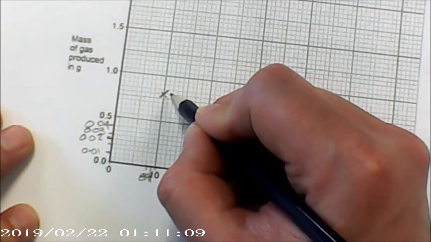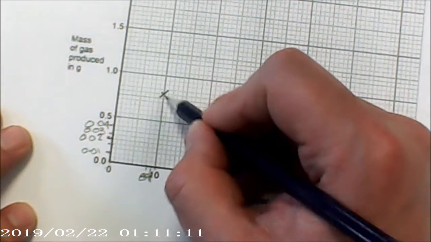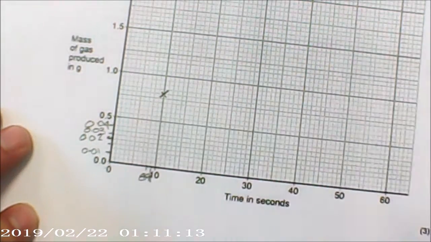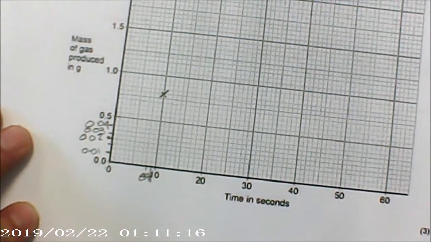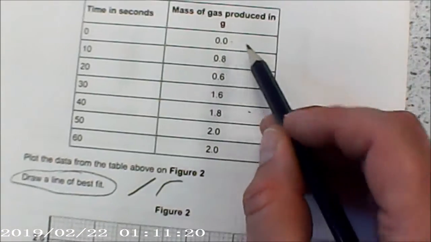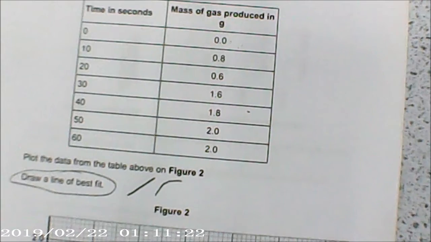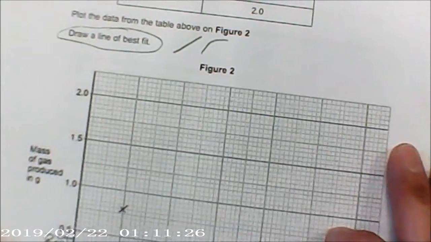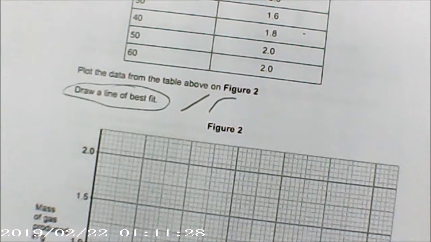I do not put hearts, I do not put dots, it is a cross, and in the middle of the cross is where the point needs to be. Okay, I realize as well that I have not put the first one, which is 0, 0. Be careful with that, it's very easy to do, as I have demonstrated. 20 should go up to 0.6.